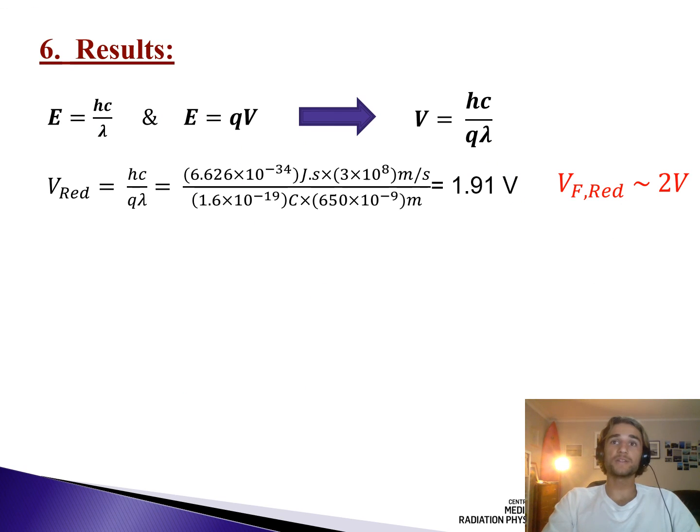With a quick calculation, we can estimate the theoretical energy required for electrons to jump across the bandgap. Since the wavelength of red visible light is about 650 nanometers, we can sub this into the above equations and find that the energy needed to cross the gap is 1.91 volts. The experimental threshold voltage was found to be just under 2 volts, which is relatively close to the estimated theoretical value.